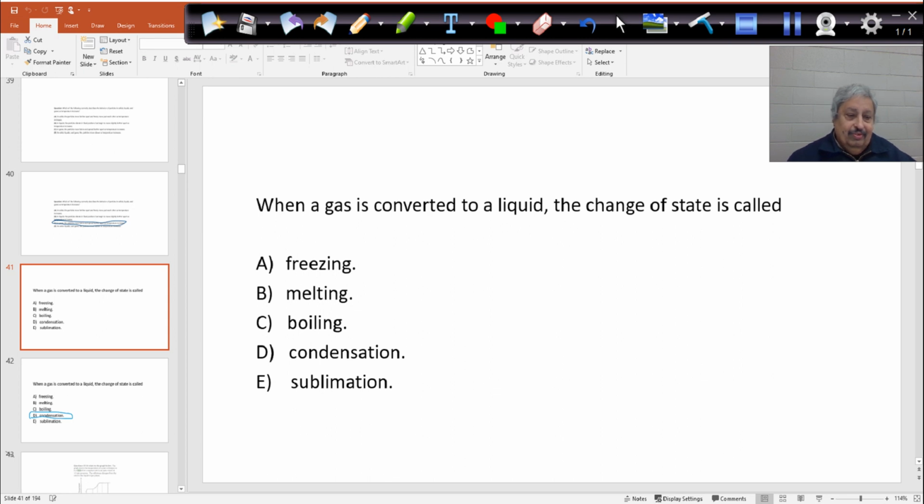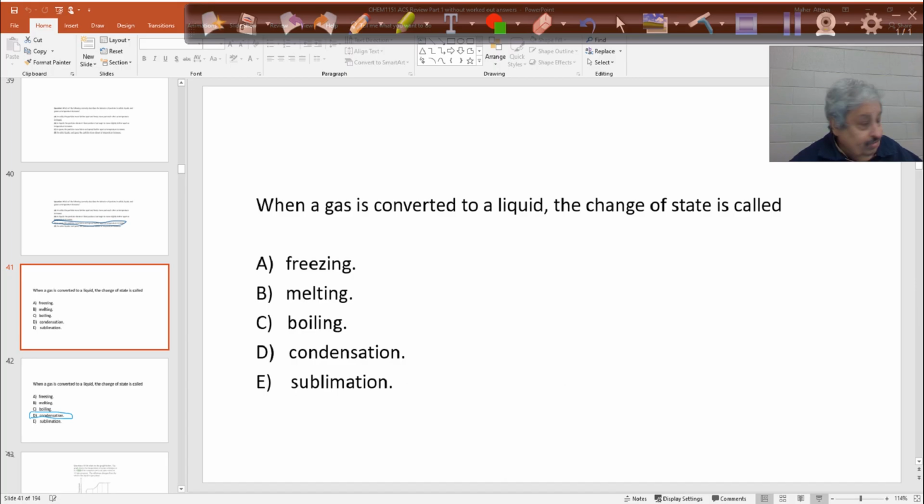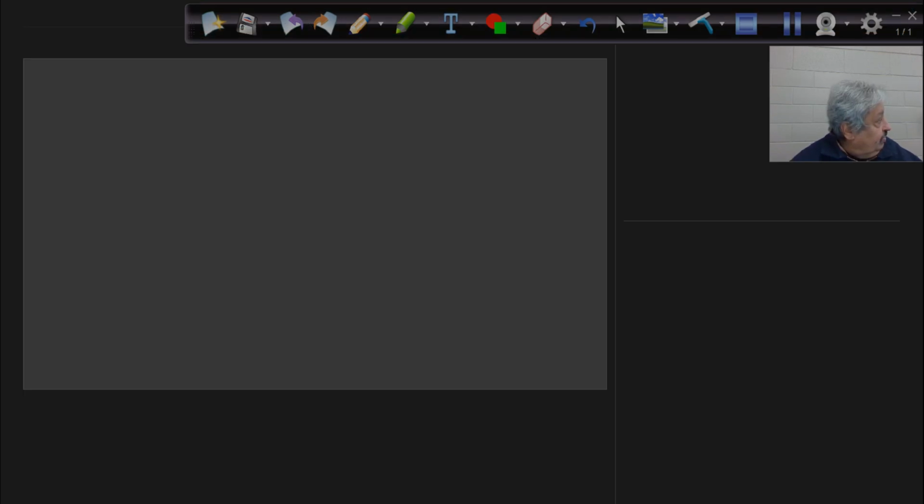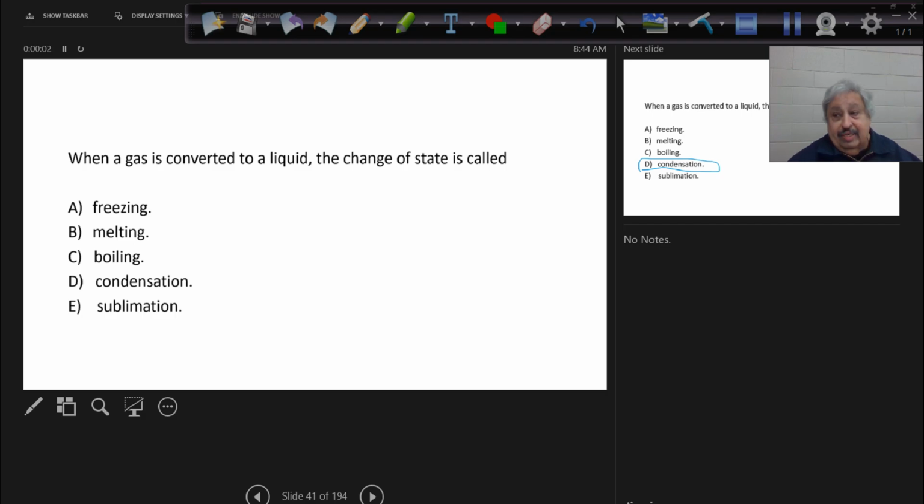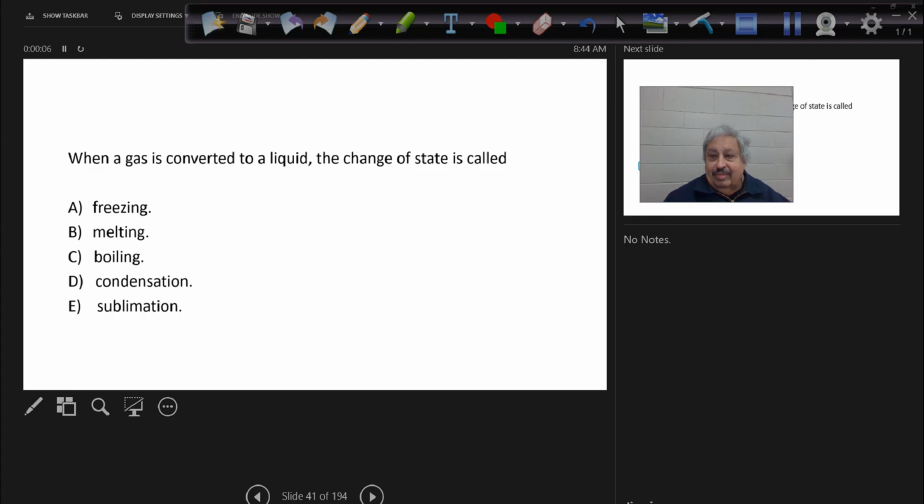What's the answer for this question? I'm trying. If I extend it too large, then you won't see. Can you? Let me see if you can see this one here. Can you see it now? Yes. Okay. What's the answer here, guys? What's the answer?